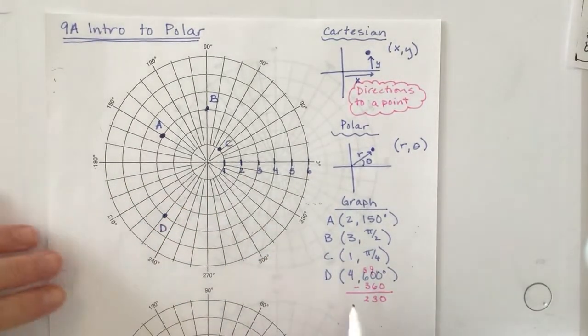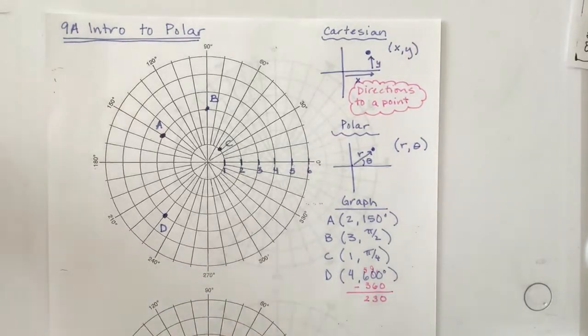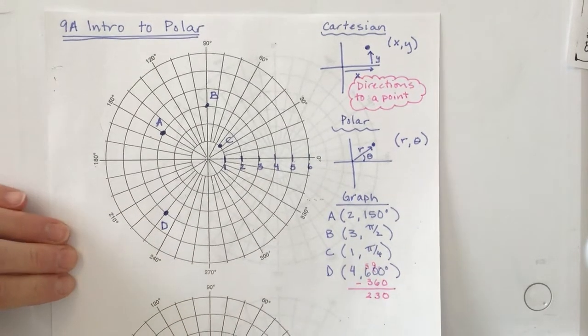Okay, so we actually went around twice, but you can't see that. Nobody can see that, right? Okay, we're good with graphing, hopefully. Okay, now what's going to happen?